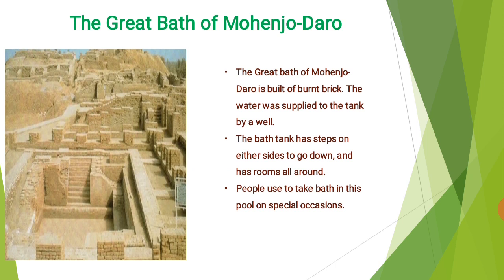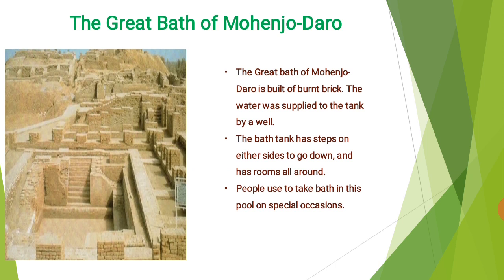It has a flight of steps at either end and is fed by a well situated in one of the adjoining rooms. The water was discharged by a huge drain with a corbelled roof more than 6 feet in depth. This solid construction has successfully withstood the natural calamities for 5,000 years.